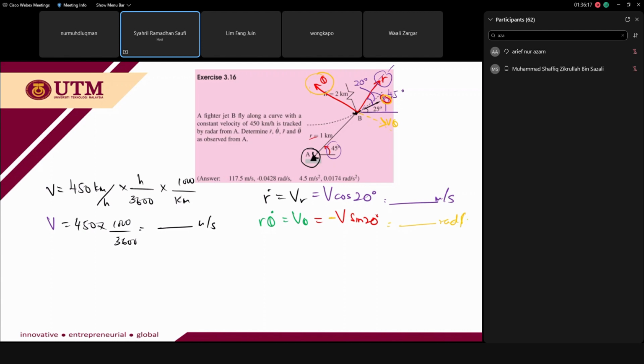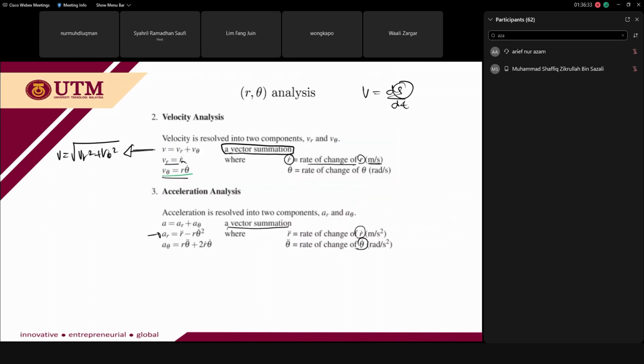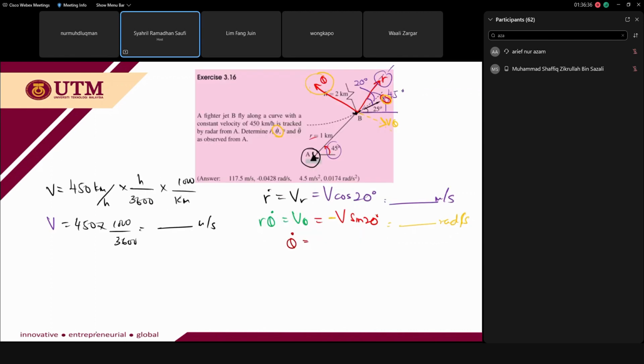But the question asks for theta dot. So theta dot is equal to V theta over R. V theta is in meter per second. Theta dot is equal to V theta over R, which means negative V sin 20, and the R here is 1 kilometer, 1000 meter, equal to radian per second.